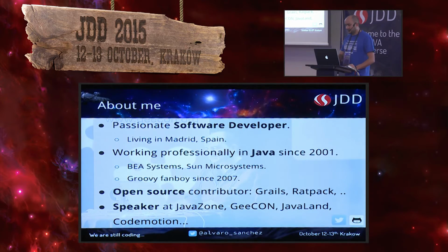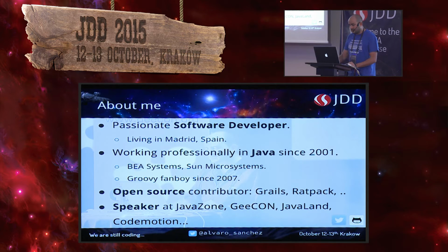My name is Alvaro Sanchez. I'm a developer. I live in Madrid, Spain. I've been working professionally in Java since 2001. I happen to work for BA and for Sun Microsystems. And I got to know Groovy and use it extensively since 2007. I also contribute to several frameworks like Grails or Ratpack. I also like to speak at different conferences.